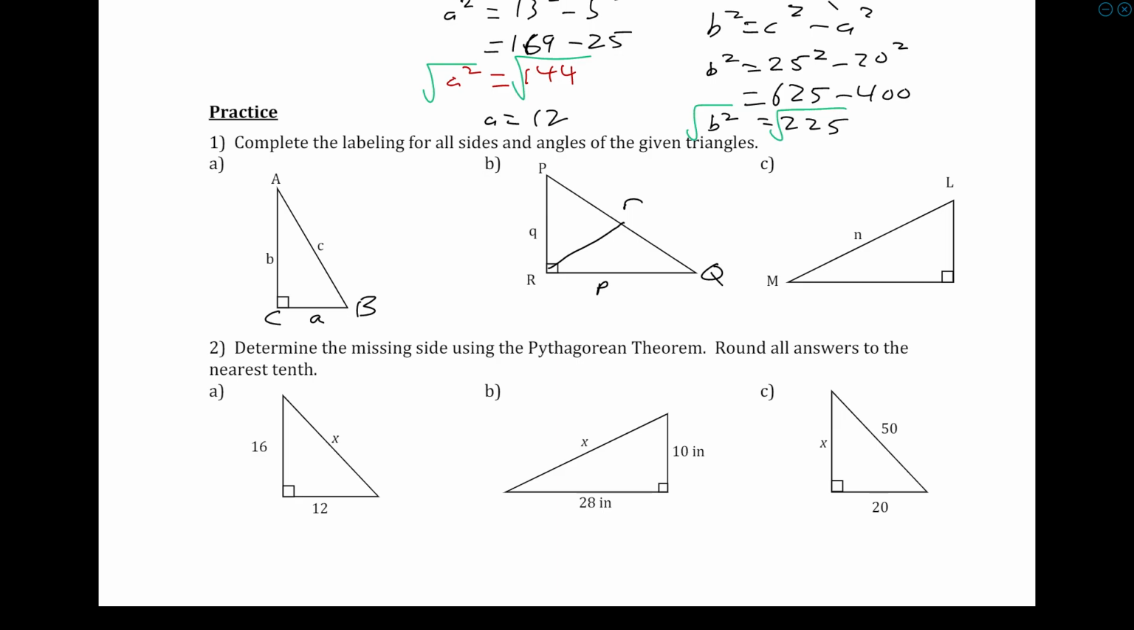Okay, I'm going to give you just 5 minutes here. Finish labeling C, then work on trying to do Pythagorean theorem for these 3 triangles, just like what we just did. Okay. Take a moment to think about the triangle, please.